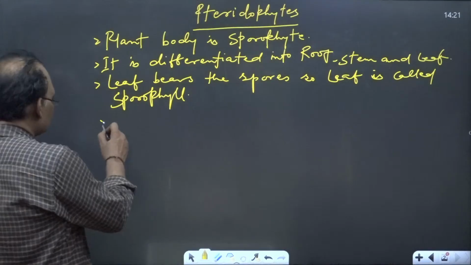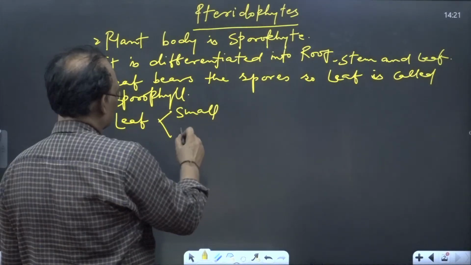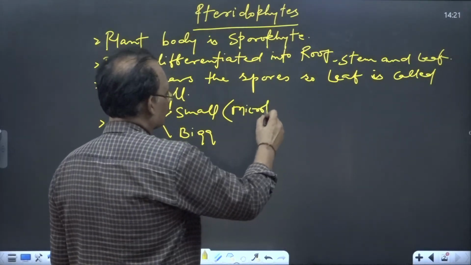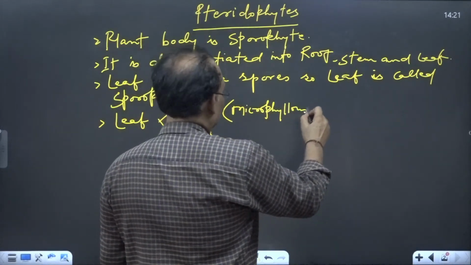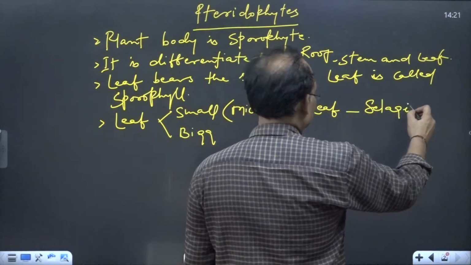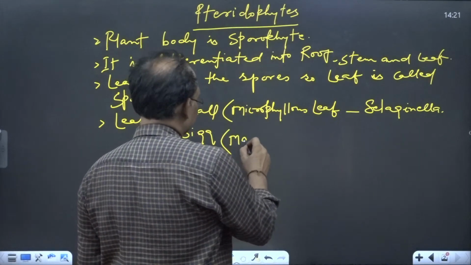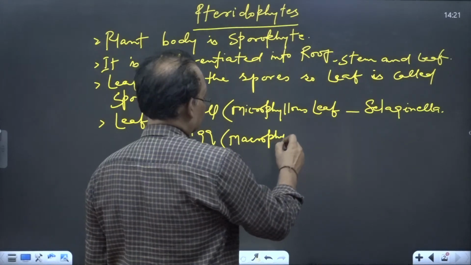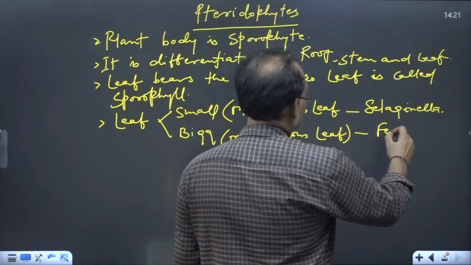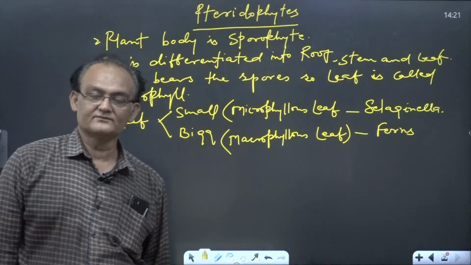The leaf can be small or big. If small, it is called microphyllous. Microphyllous leaf is found in Selaginella, or it can be big. It is called macrophyllous. Macrophyllous leaf is found in ferns. So these are the two types of leaf.